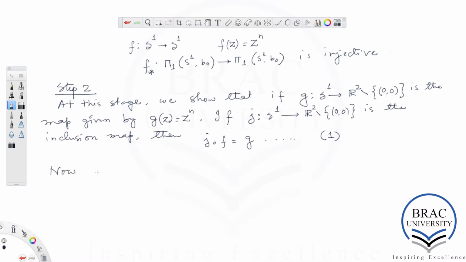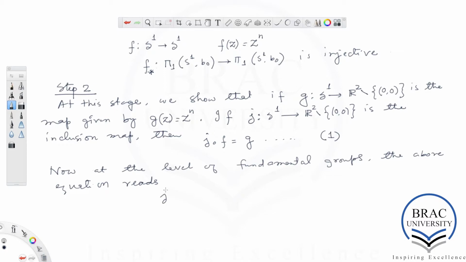Now, in terms of the induced homomorphism at the level of fundamental groups, the above equation reads: j star composed with f star, which is of course j composed with f star, which is g star. Okay, this is our equation number 2.